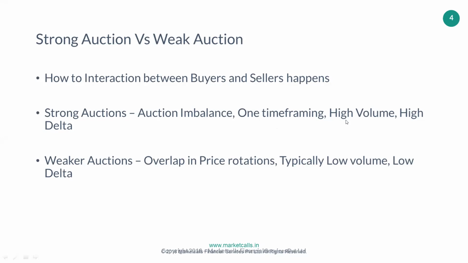Those are the results of strong auctions, whereas weak auctions are nothing but overlap in price rotation. When I say price rotations, I mean sideways markets. Typically, they have low volume, lower delta and lower transactions, meaning lower participation from the market. Strong auctions mean more participation, which results in high volume and higher delta.